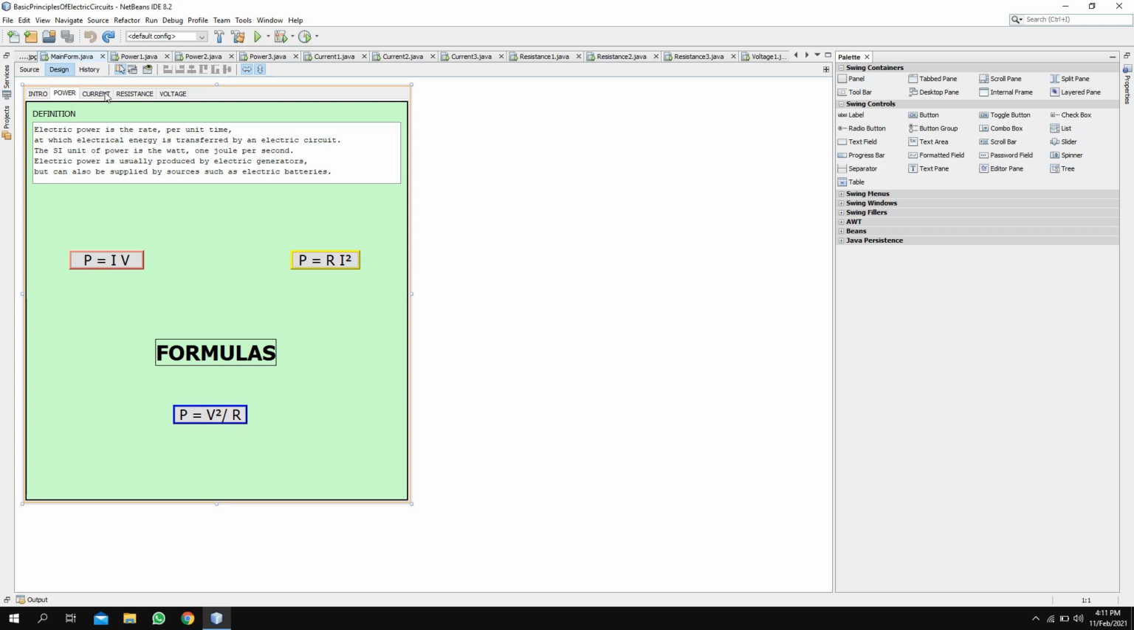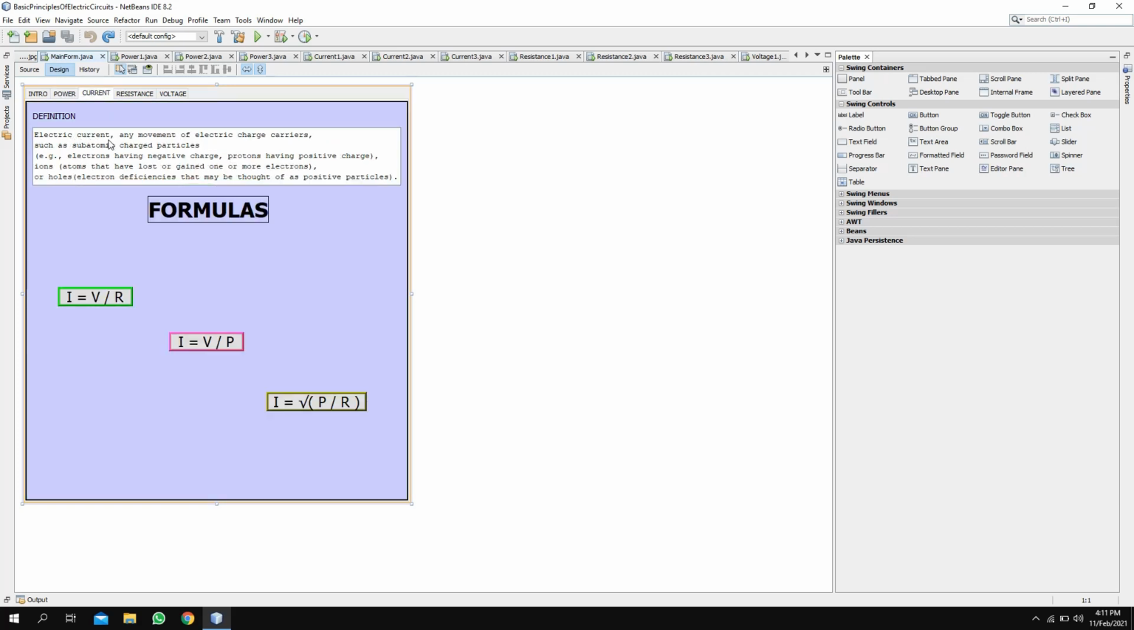V squared over R. For the current, the definition of electric current is any movement of electric charge carriers, such as subatomic charged particles. For the formula we have I equals V over R, I equals P over V, and I equals square root of P over R.